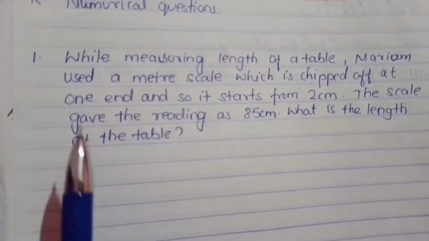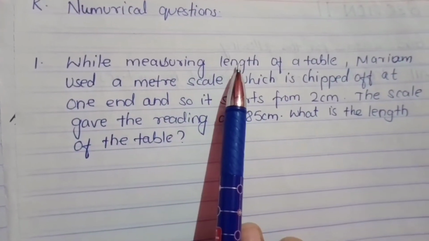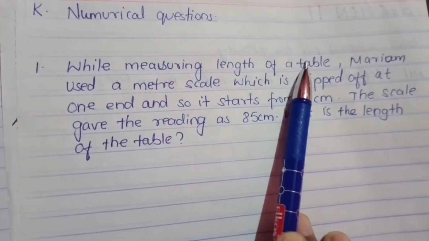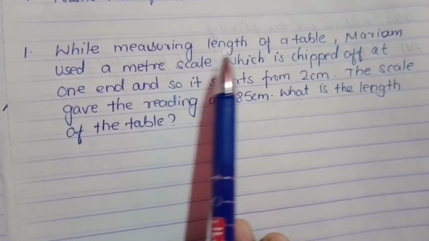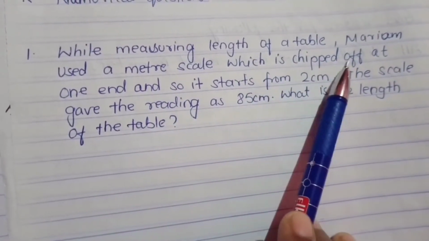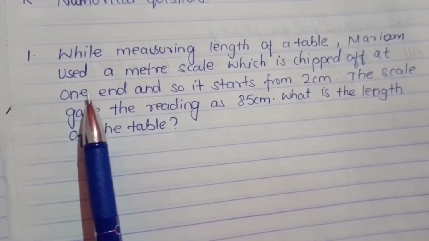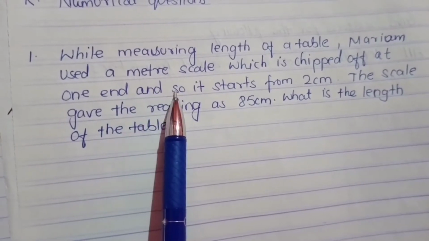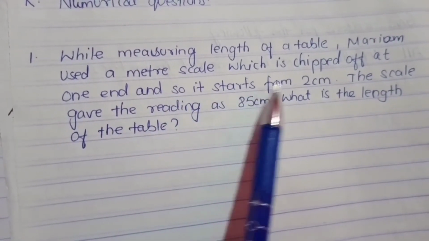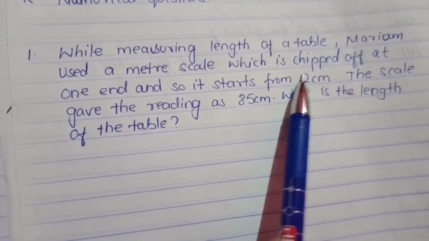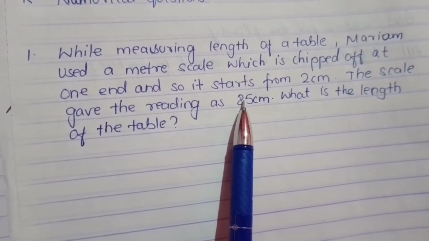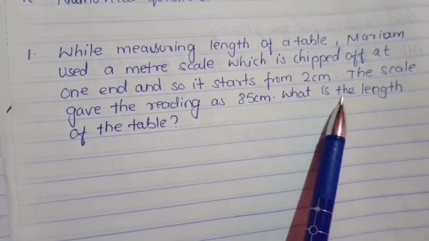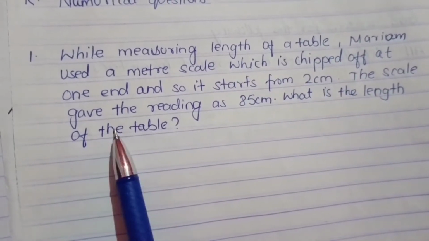Question number 1 is, while measuring the length of a table, Mariam used a meter scale which is chipped off at one end, and so it starts from 2 centimeter. The scale gave the reading as 85 centimeter. What is the length of the table?